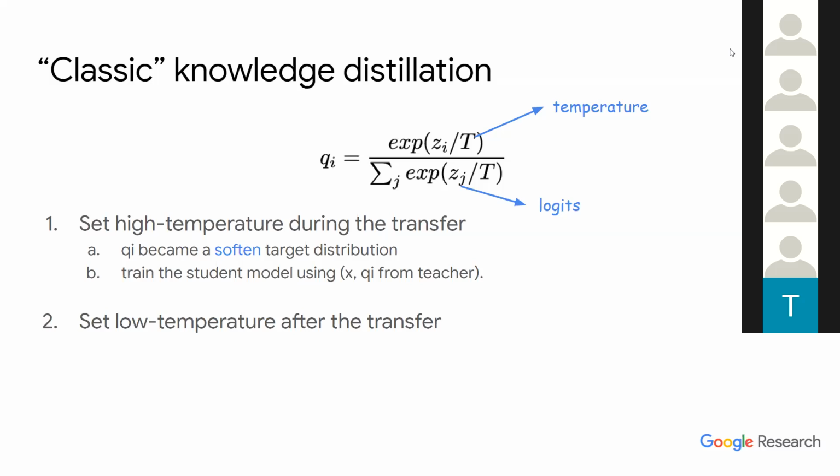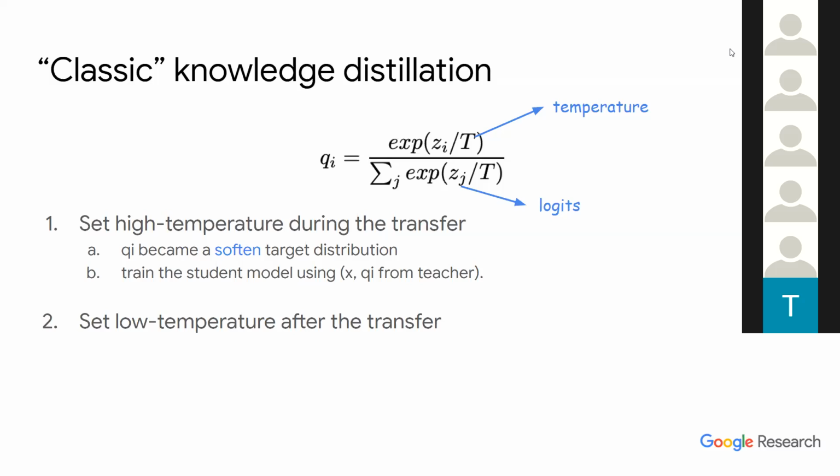I want to draw it, but I think it's okay. Yeah. So basically it's sharpened like this, or smoothed like this, right? So when you have a high temperature, the Qi become a softened target distribution, and the classic setting of distillation from the Hinton paper actually encourages you to use a high temperature during the distillation process.